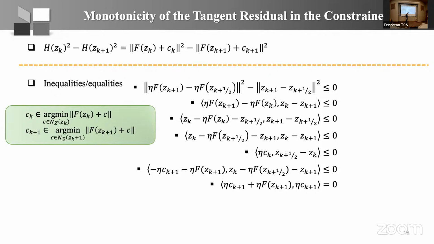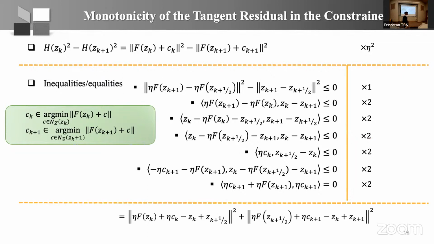This is not the whole program. This is what the program found, but these are a bunch of inequalities that you want to put in. And so here's what you do. You multiply this by eta squared. You multiply all these inequalities by these coefficients, and you add them up. That's what you get.